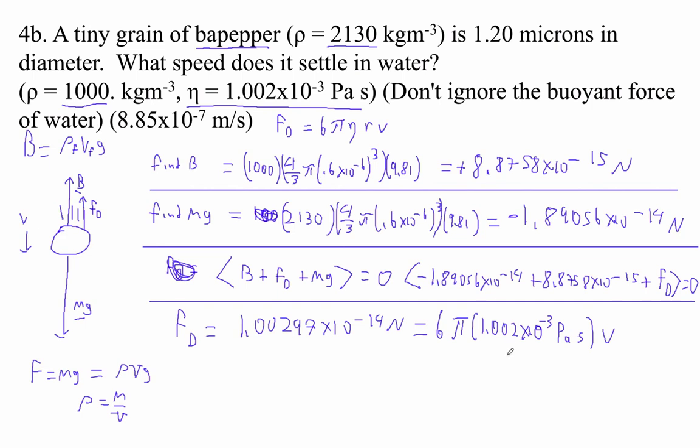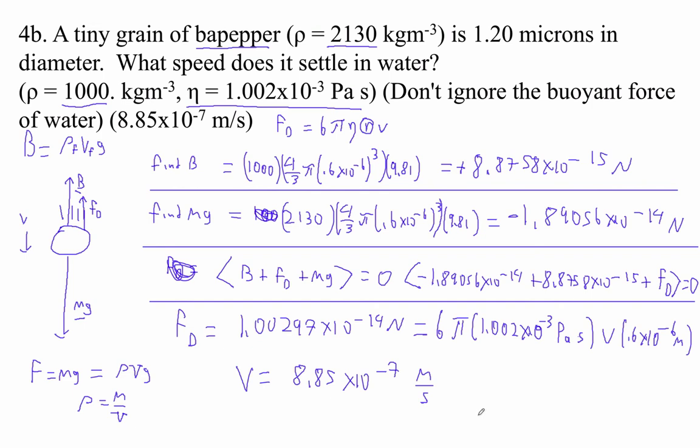Oh, no. Oh, dear. Let's see. Oh, R. I forgot the R. Okay, the R is 0.6 times 10 to the minus 6th meters. I forgot the R, right? There's an R in there. This is like the worst video ever. So I need to divide that by 0.6 e minus 6. Okay, so my V is equal to 8.85 times 10 to the minus 7th meters per second, right?